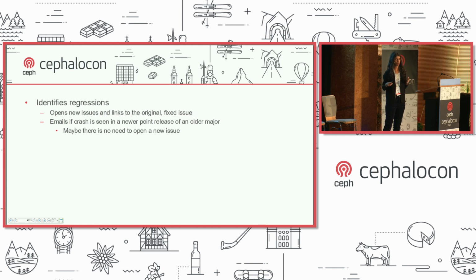This bot also helps us to identify regressions. So in case we already saw an issue that has been resolved, let's say that it has been resolved in Reef, but then we have new crashes that are reported from Squid, and we identified that it's the same signature for the crash. We look at a tracker and we see that the issue is resolved. So the bot is smart enough to open a new tracker and link it to the previous tracker and say there are new crash instances of that resolved issue. We should take a look at that.